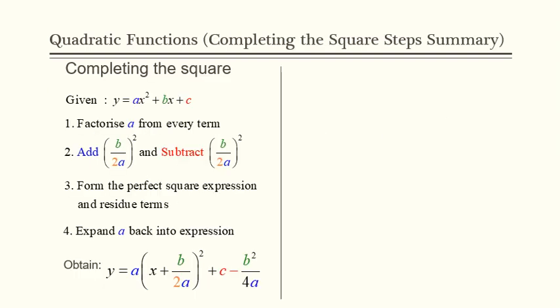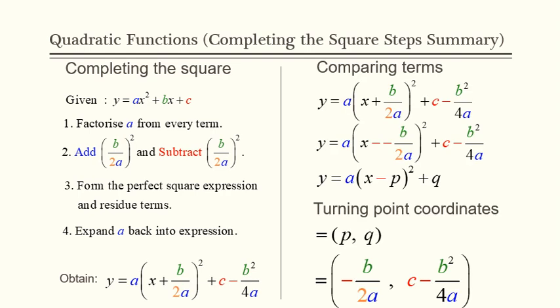We have come to the end of the lesson. Here's a summary of the process of completing the square for a general quadratic function, and a summary of how to obtain the coordinates of the turning point. Note that special care has to be taken to align the signs before extracting the values of p and q.